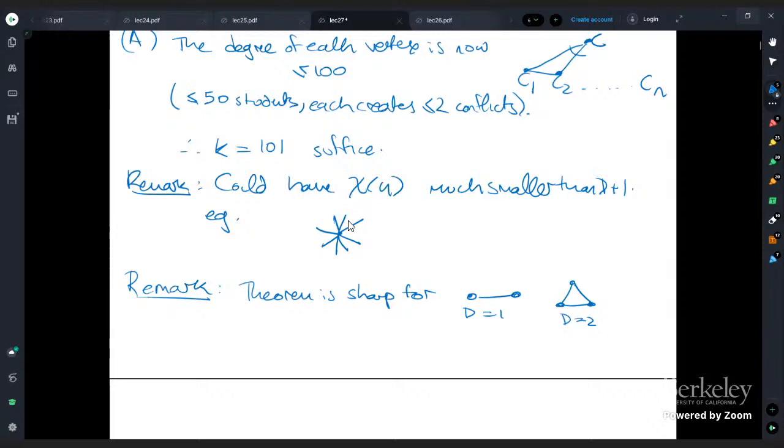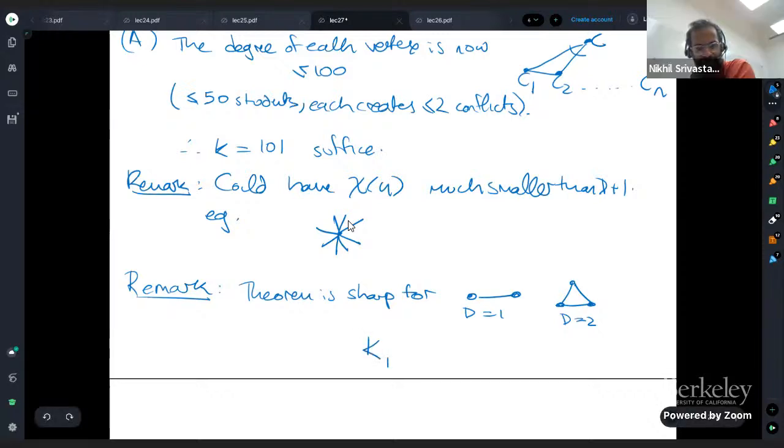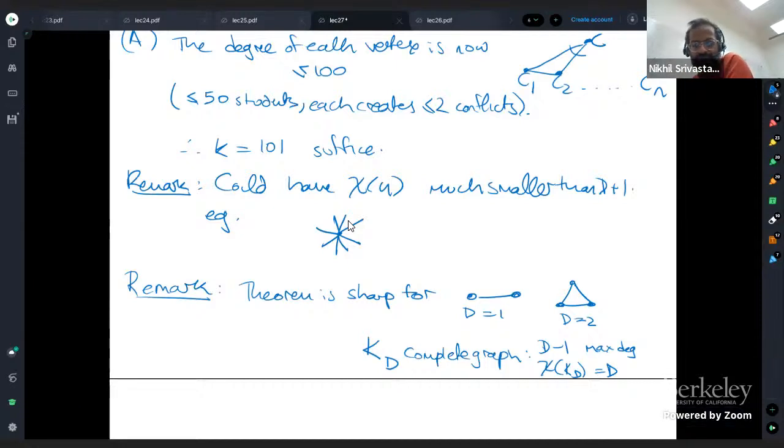Yeah, the complete graph. The complete graph on D vertices has maximum degree D minus 1, because every vertex is connected to all the other ones, not itself. And the chromatic number, as we discussed earlier, is actually equal to D. So this theorem in general cannot be improved. For every D, there is some graph, namely the complete graph, for which this theorem is actually sharp. But it's not always sharp.